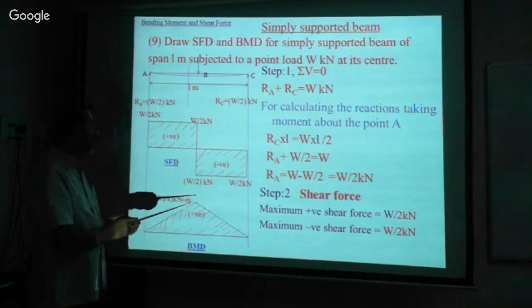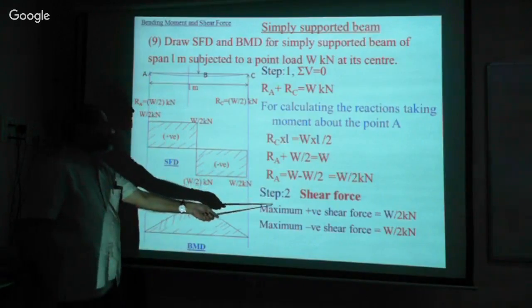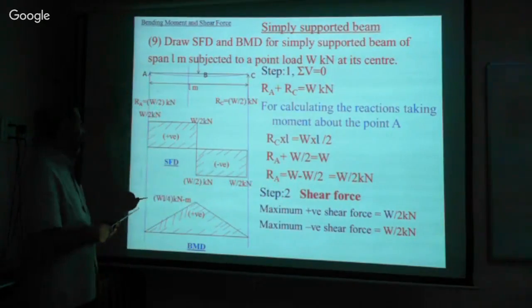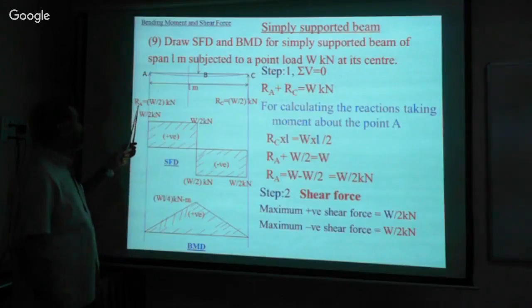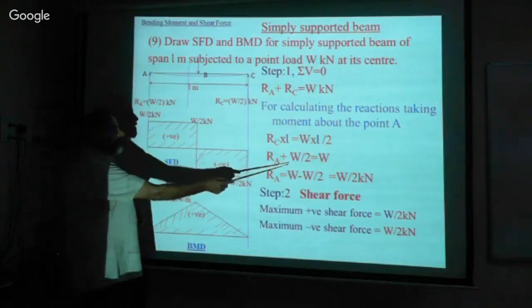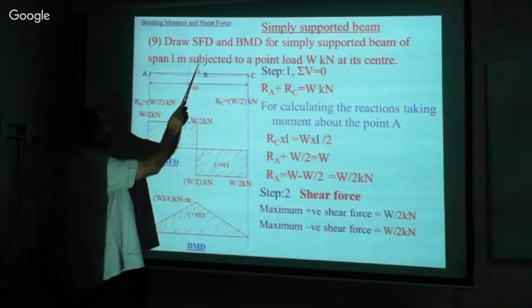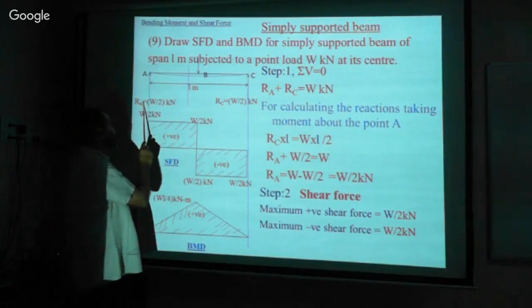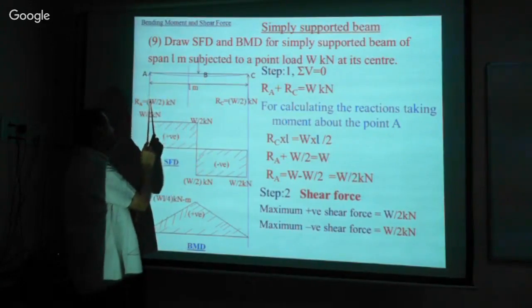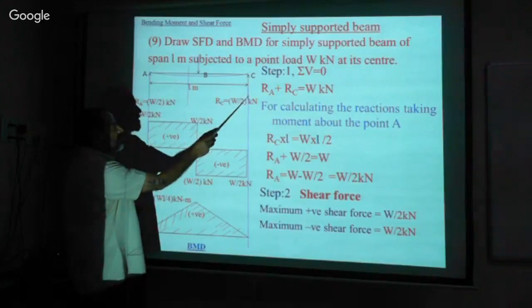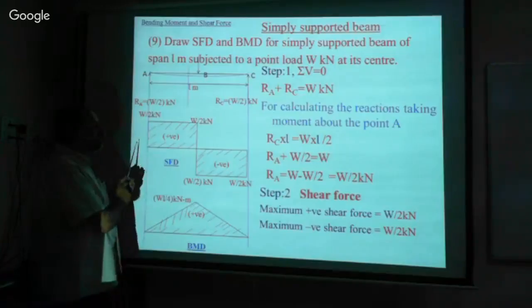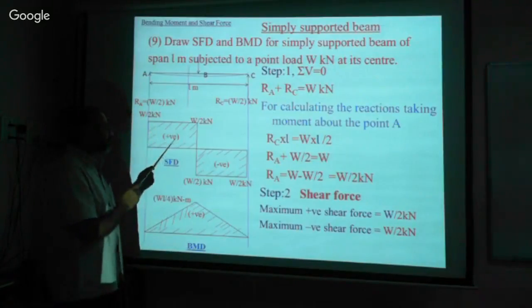Now the second step is how to draw the shear force diagram. Immediately after calculating the reactions, W kilonewton is shared equally: half is resisted by reaction A, W by 2 kilonewton, and half by reaction C, W by 2 kilonewton. Now, what should we do to draw the shear force diagram?